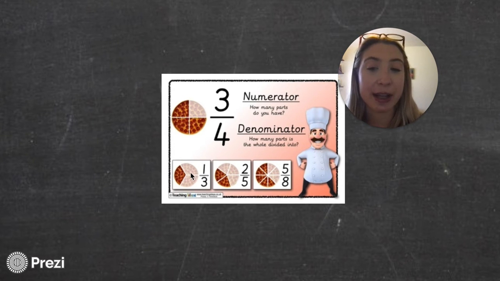Here are some other examples. Our denominator is always how many parts the whole is divided into. 3 equal parts. How many pieces are left? 1. Here, 5, 2 pieces are left, so that's why our numerator is 2, denominator 5. And same with this one, 5 and 8. 8 total pieces the pizza is divided into. How many are left? 5 pieces.